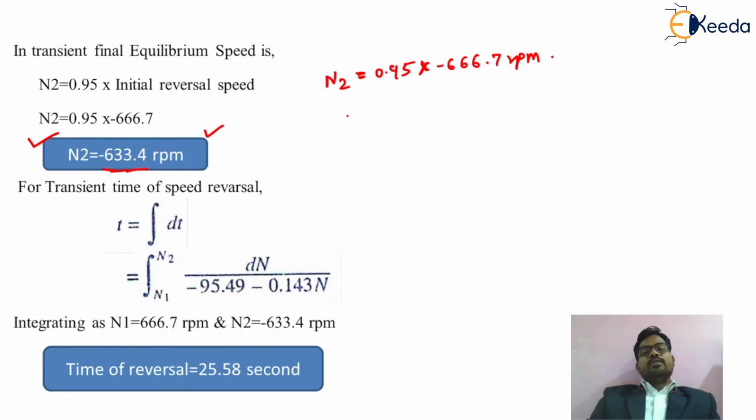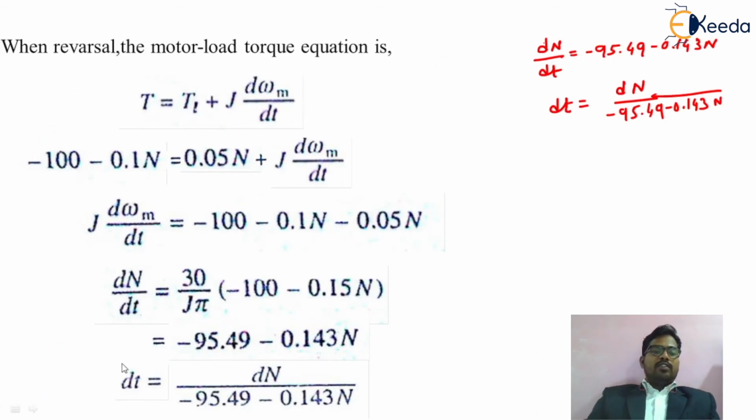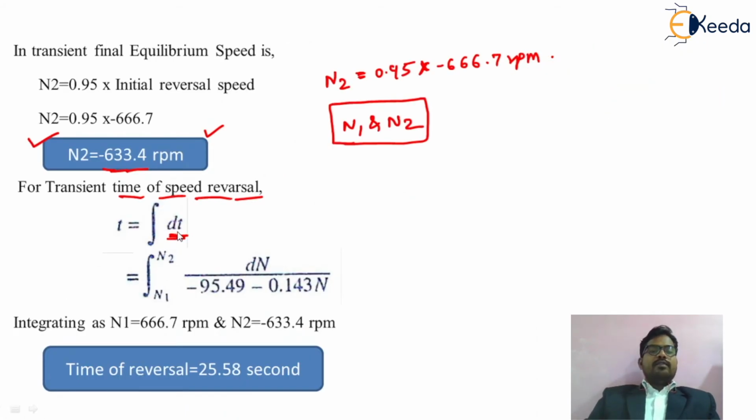So for the calculation of t, we will require the value of n1 and the value of n2. From the fundamental equation, t, that is the transient time of the speed reversal, is equal to the integration of dt. But the value of dt is what? That we had already derived. The value of dt is dn divided by minus 95.49 minus 0.143 n. Now we can substitute this value into that equation.